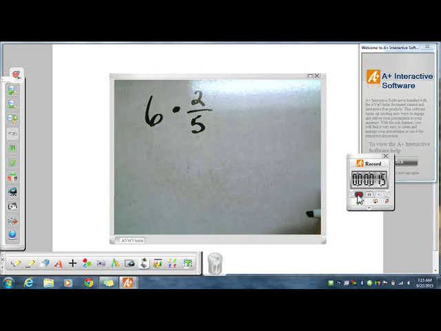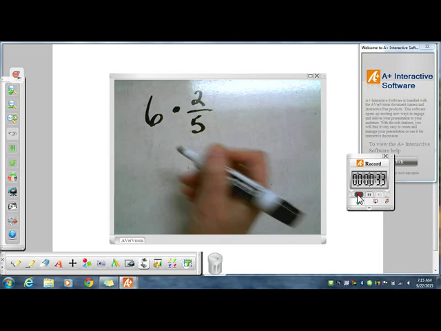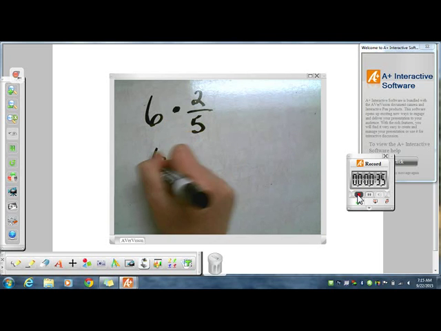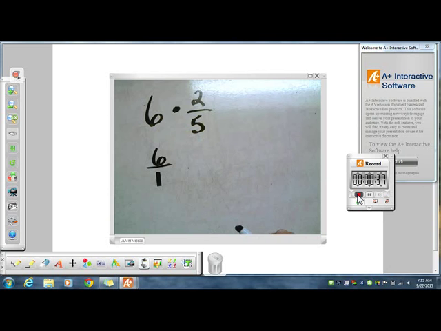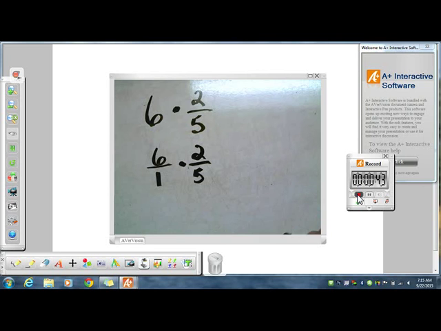If you remember, we have to make sure our fractions are in the form of a over b first, before we can multiply them. So let's think back. We learned that to put a whole number in the form of a over b, it needs a denominator. So we put the whole number over 1. So 6 is the same thing as 6 over 1 times 2/5. And now we're ready to multiply like we did before.